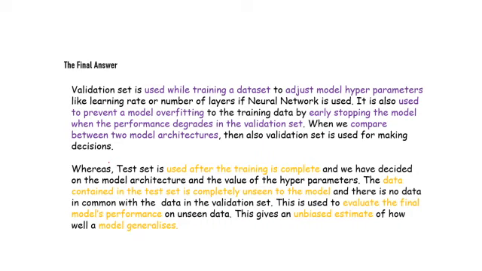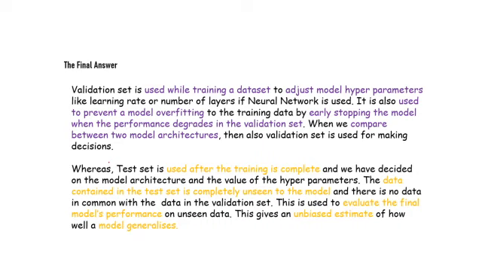When we compare between two model architectures, the validation set is also used for making decisions, whereas the test set is used after the training is complete and we have decided on the model architecture and the values of the hyperparameters. The data contained in the test set is completely unseen by the model, and there is no data in common with the data in the validation set. This is used to evaluate the final model's performance on unseen data. This gives an unbiased estimate of how well a model generalizes.